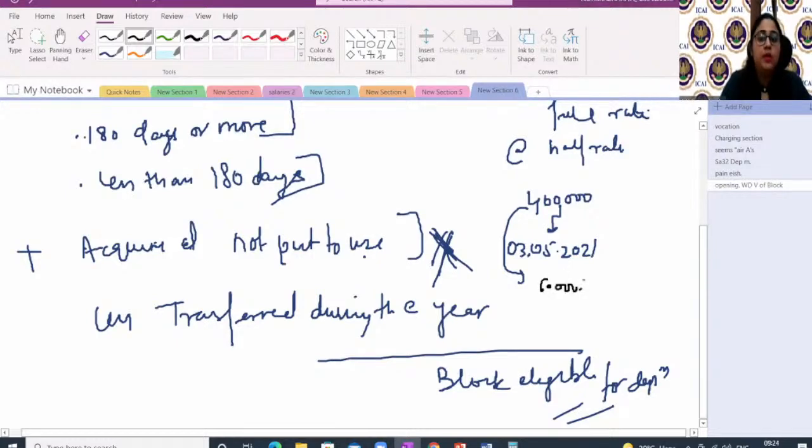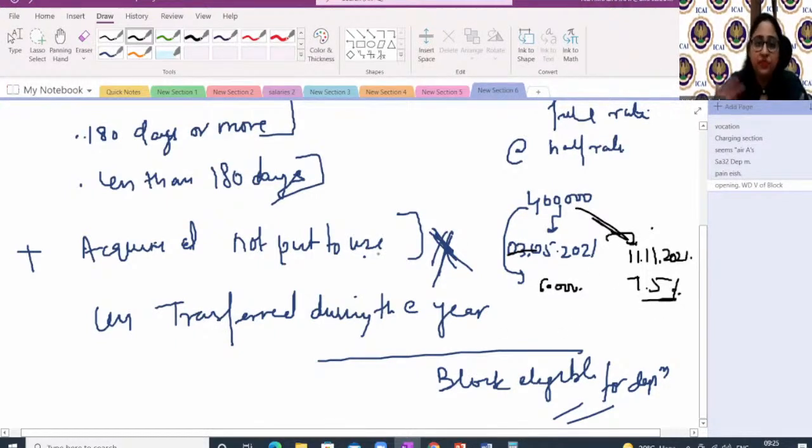Okay. But if this plant and machinery was acquired on 3rd May 2021, but was only put to use on 11th November 2021, then on 4 lakh how much depreciation would be allowed? Half rate, which would be 7.5%. So 4 lakh ka 7.5% would be allowed as depreciation for the year 21-22. Next year, WDV full depreciation would be allowed.